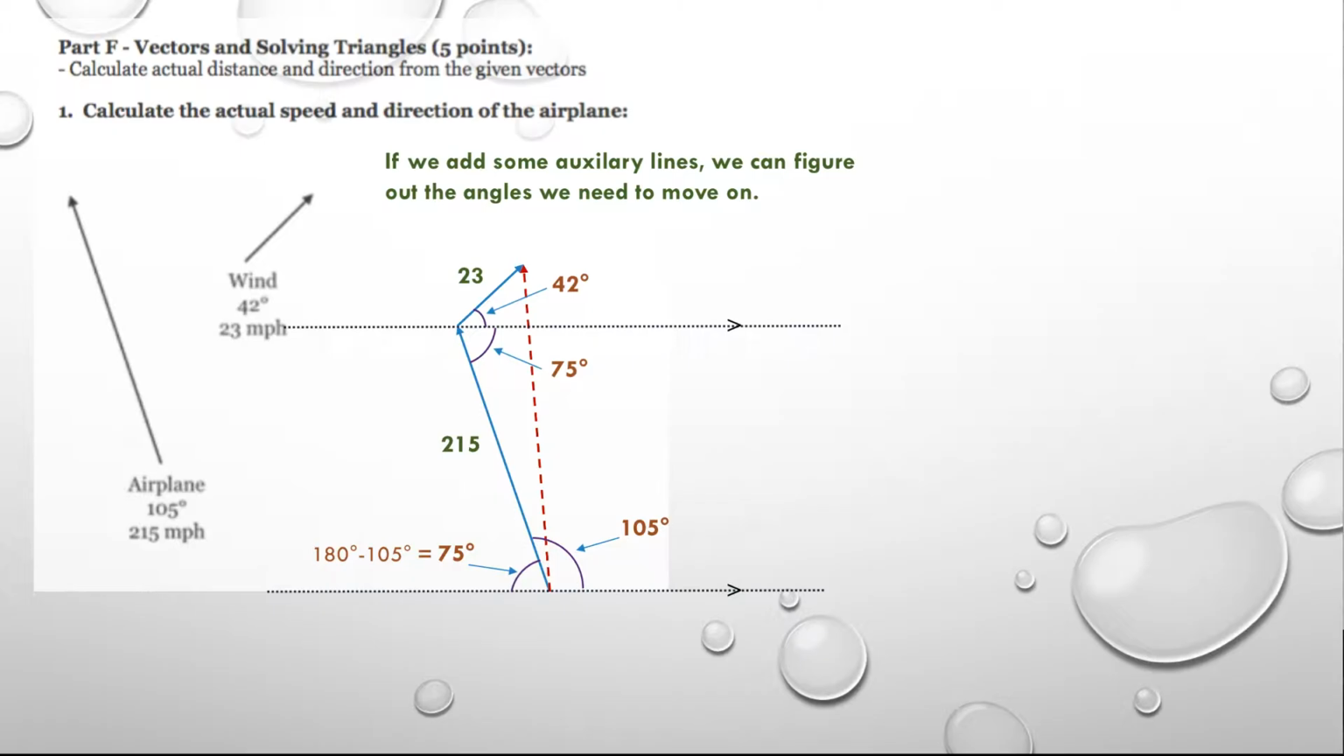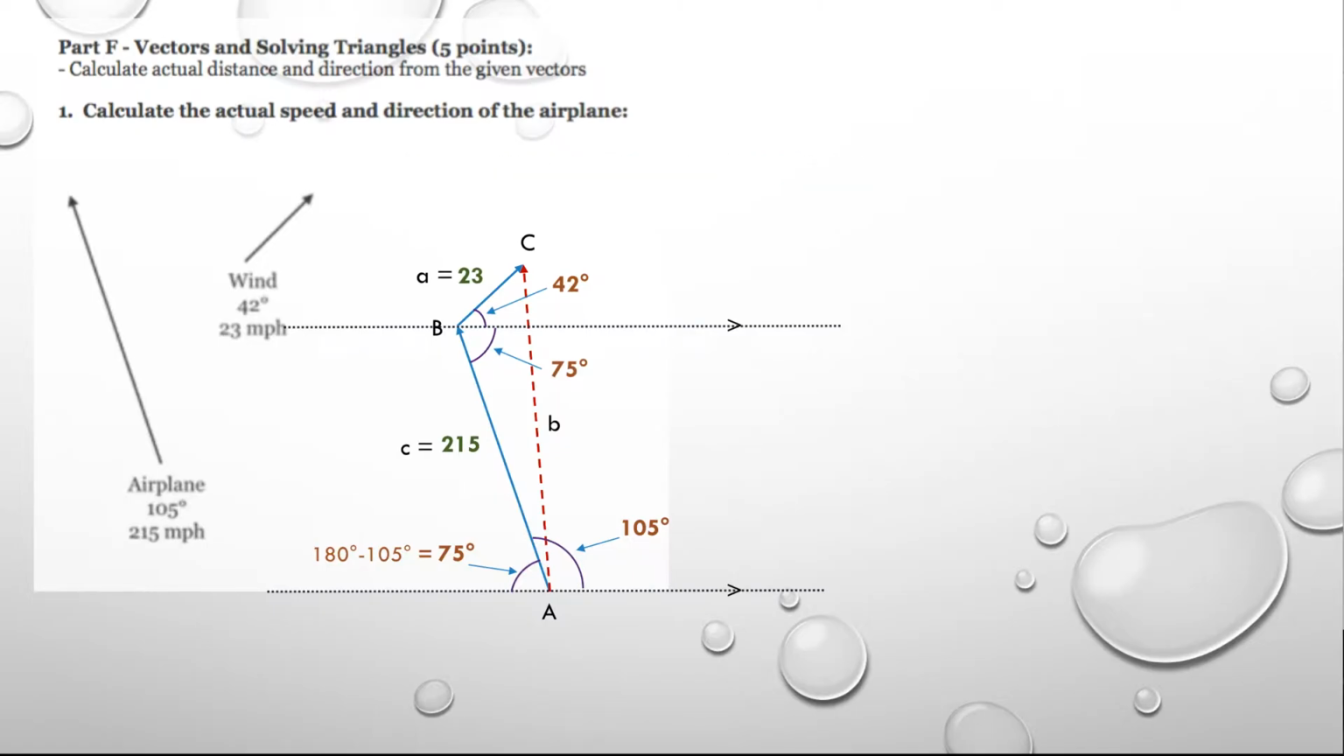So we put some labels on here, angle A, angle B, angle C, and then their opposite sides. Side A is 23, side C is 215. Side B is what we're trying to solve for. The measure of angle B, with what we've just learned, is 42 degrees plus 75 degrees, which equals 117 degrees.